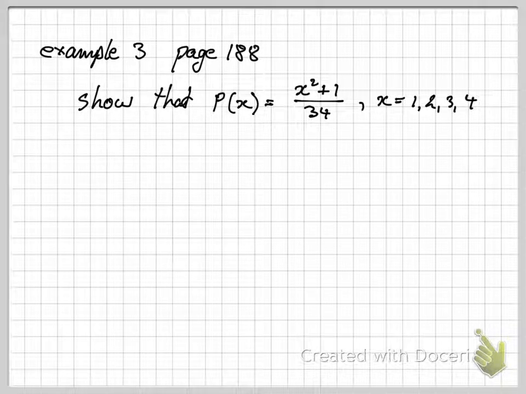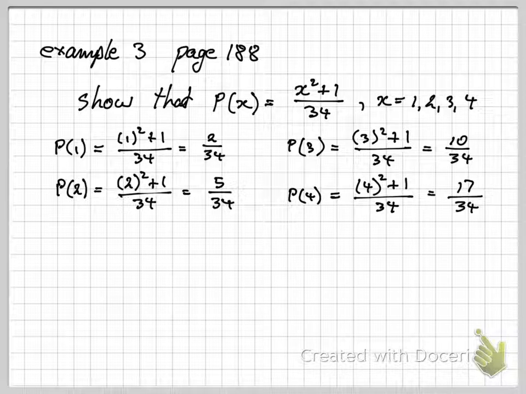Alright, example 3 on page 188, we need to show that P(X = x) equals (x squared plus 1) over 34 generates a valid probability distribution for the values of x from 1 to 4: 1, 2, 3 and 4. So what we need to do is generate the probabilities for x equals 1, 2, 3 and 4.